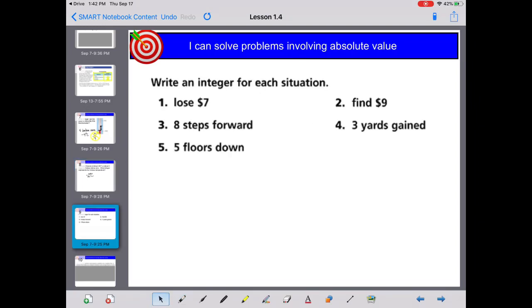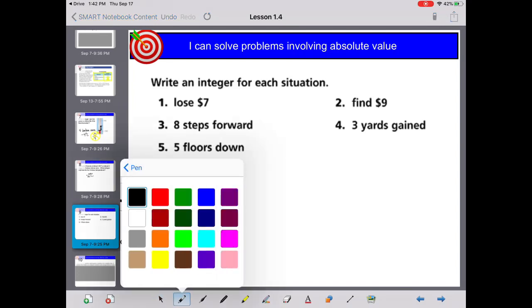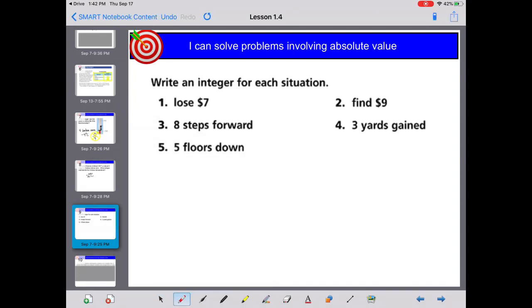Now here we've got 5 more examples. Give these 5 a try, pause the video, and come back as soon as you are finished. All right, so number 1, if you lose $7, that would be a -$7, and you would write it like this. Number 2, finding $9 would be a positive $9 to your bank account.